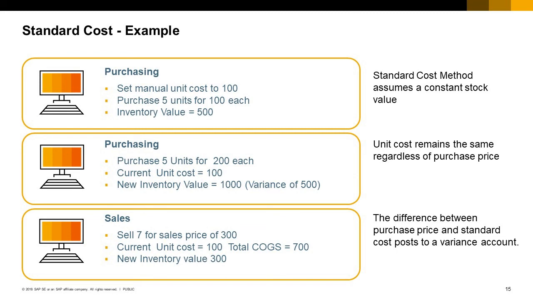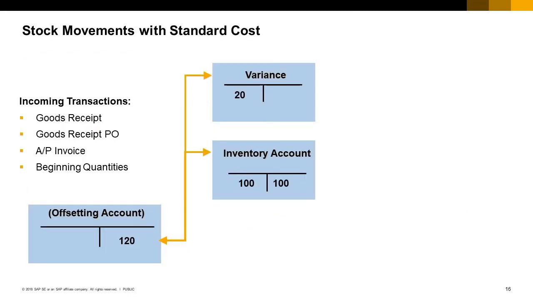The inventory value after the sales transaction is also set by the fixed unit cost of 100. The 7 units sold are multiplied by 100 for a total cost of goods sold of 700. When subtracting this 700 total cost of goods sold from the inventory value of 1000, you get 300 as the new inventory value.